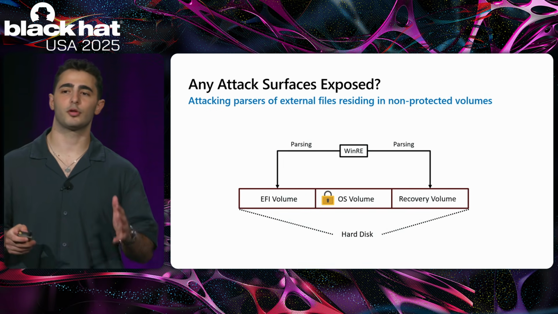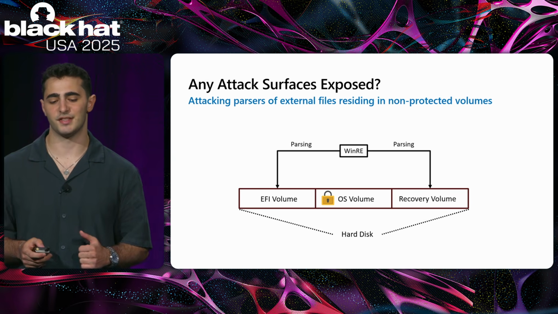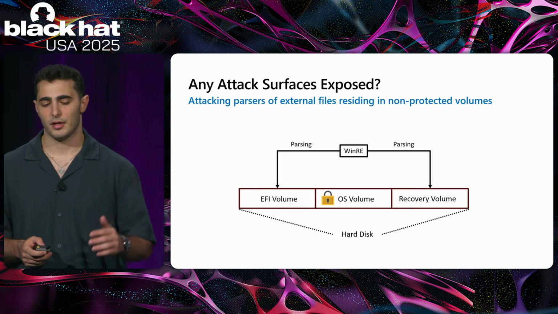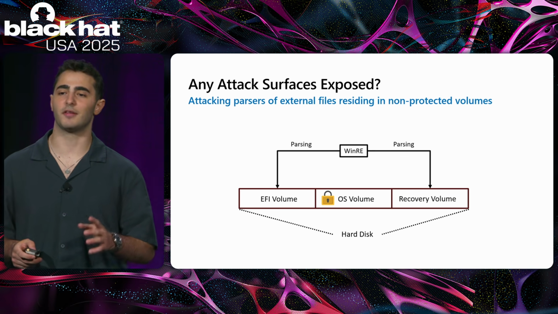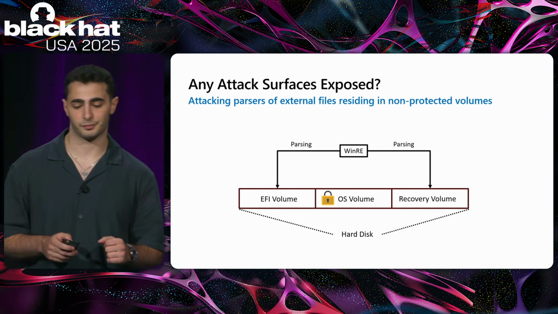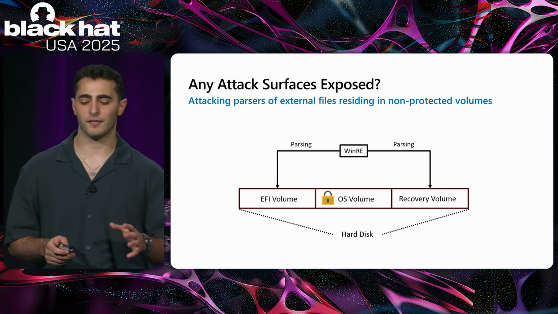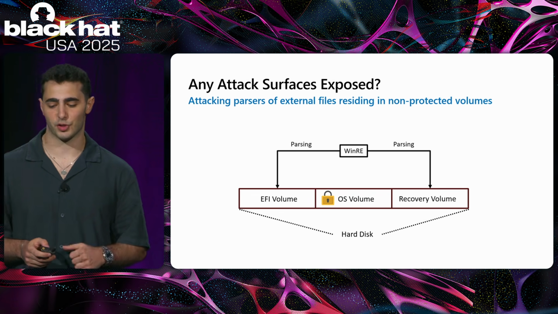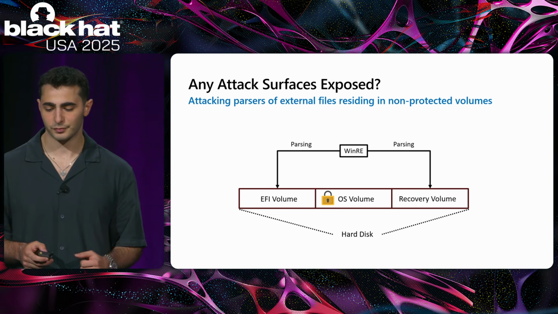So now the critical question arises. Is any attack surface exposed because of these design adjustments? As it turned out, during the auto-unlock state, WinRE parses files from unprotected volumes, specifically the EFI volume and the recovery volume. This parsing presents a very interesting attack surface, which wasn't valuable to explore before BitLocker's introduction, since before BitLocker, there was no security boundary to cross.